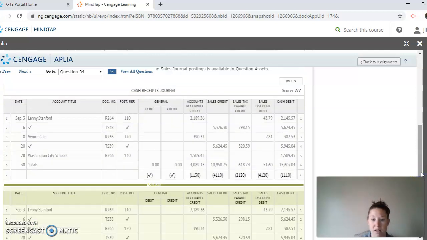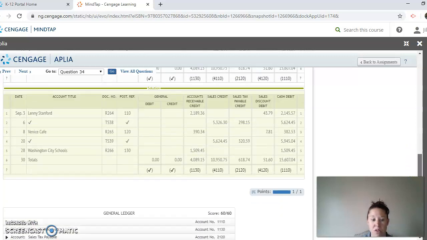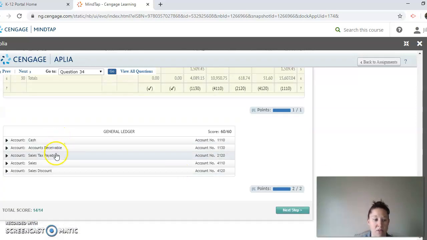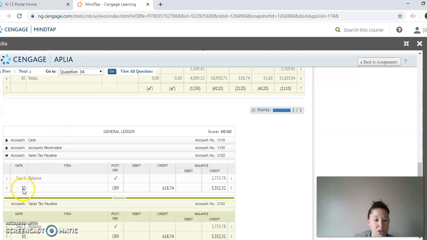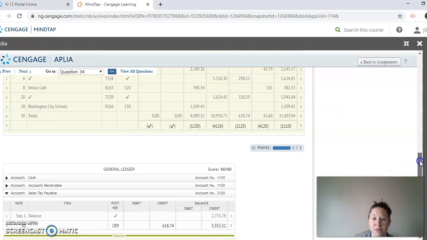Our next account is sales tax payable. That is a credit, so we'll find sales tax payable. The 30th from cash receipts journal, page 9, we're crediting $618.74. Credit and a credit means we add, so the updated balance is $3,352.52. We put 2120 back up at the top in parentheses.